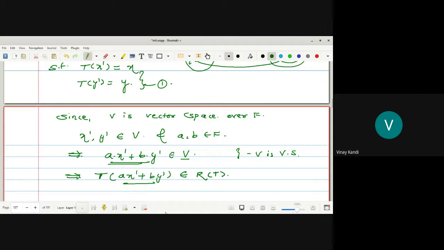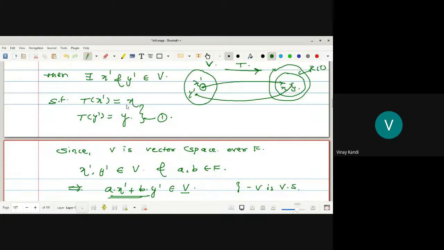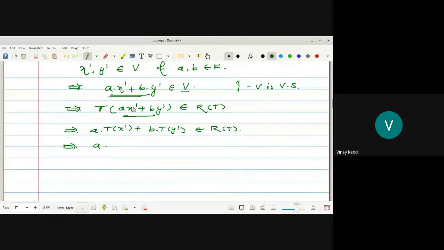So this implies, by the definition of linear transformation, a into T of x dash plus b into T of y dash belongs to the range space of T. But what is T of x dash? T of x dash is x, T of y dash is equal to y. So this is ax plus by belongs to R of T.